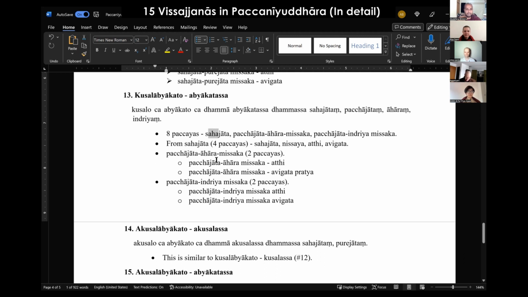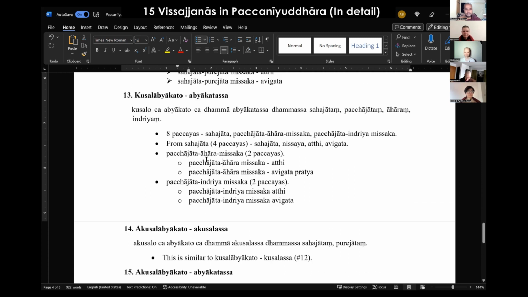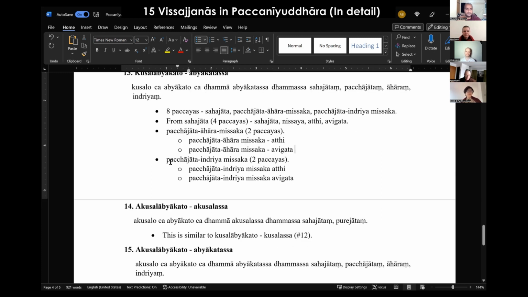From paccājāta āhāra missaka, 2 paccayas are selected: paccājāta āhāra missaka atti and paccājāta āhāra missaka avigata. So these 2 are selected. And from paccājāta indriya missaka, 2 paccayas are selected: paccājāta indriya missaka atti and paccājāta indriya missaka avigata. So we are looking at 2 paccayas here, right?